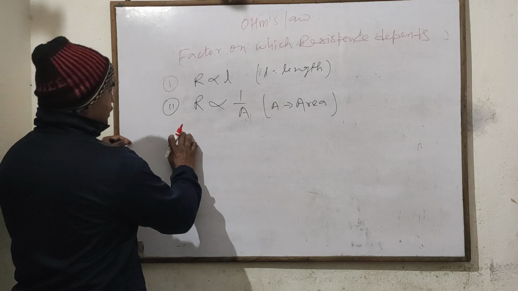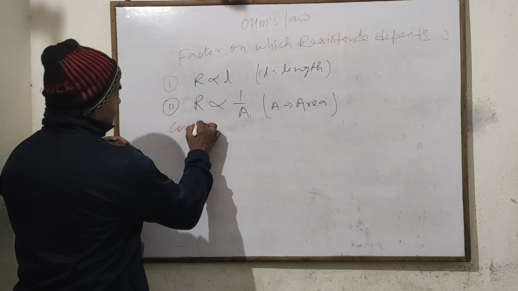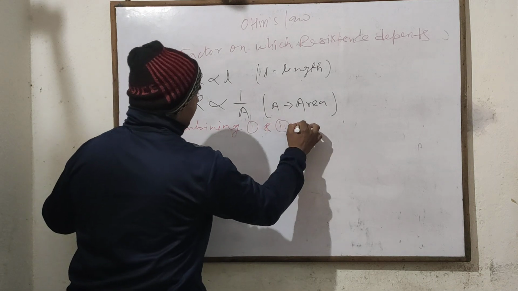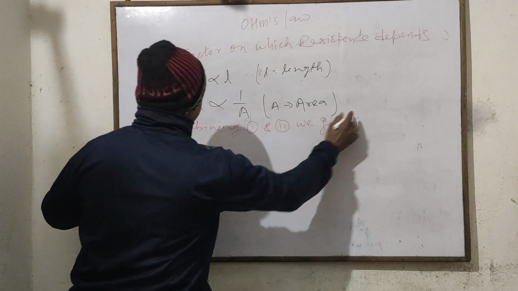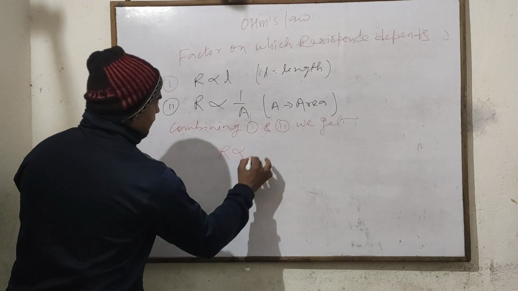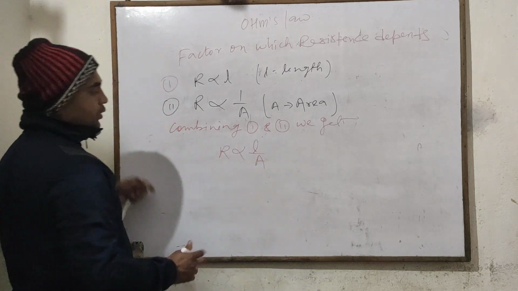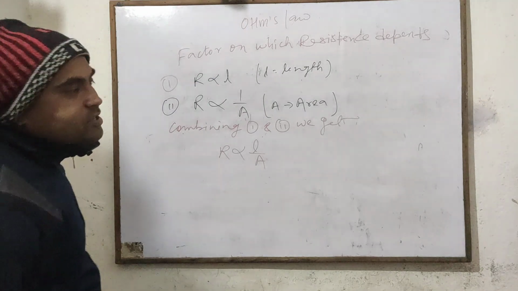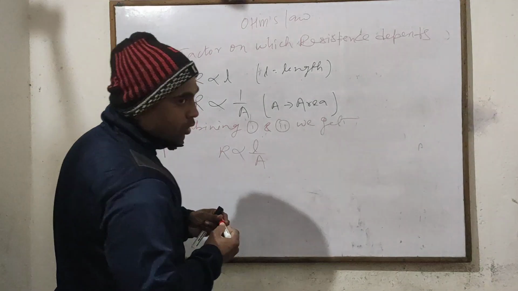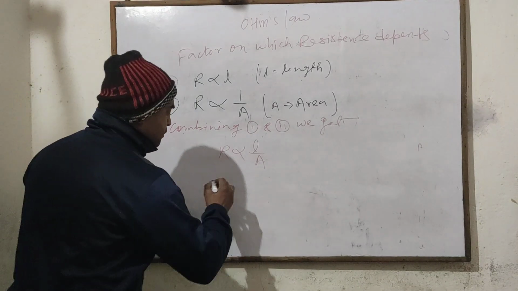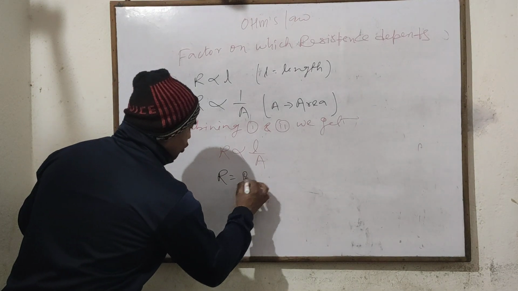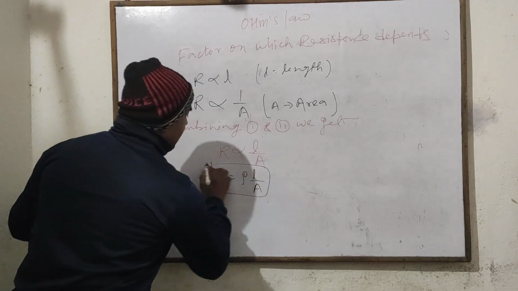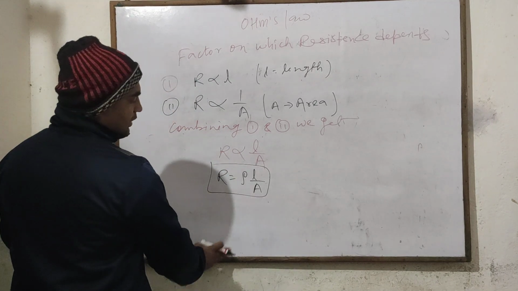Combining both equations, first and second, what do we get? R is directly proportional to L by A. When we remove this proportionality sign, again we get another constant, and that constant is called resistivity. R is equal to rho L by A. R, you know, is resistance. L is the length of the conductor.